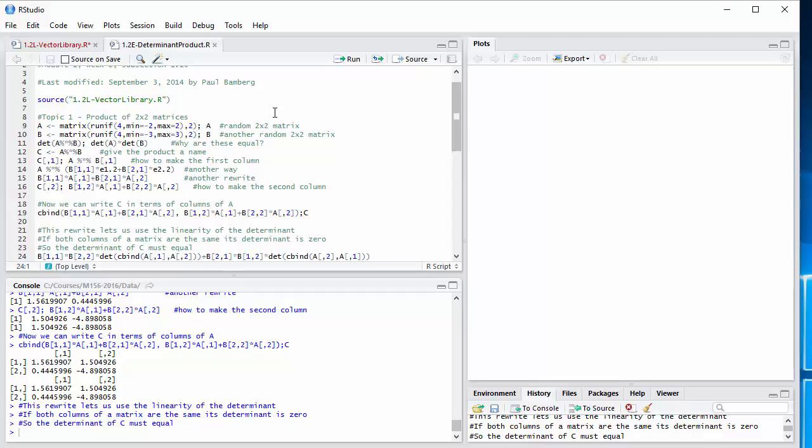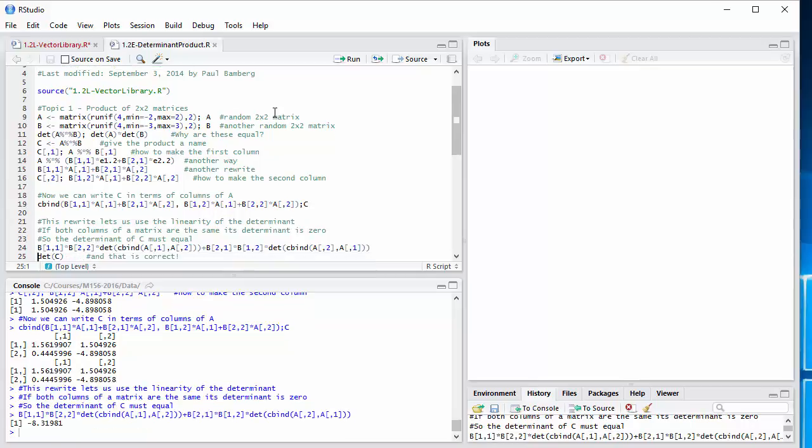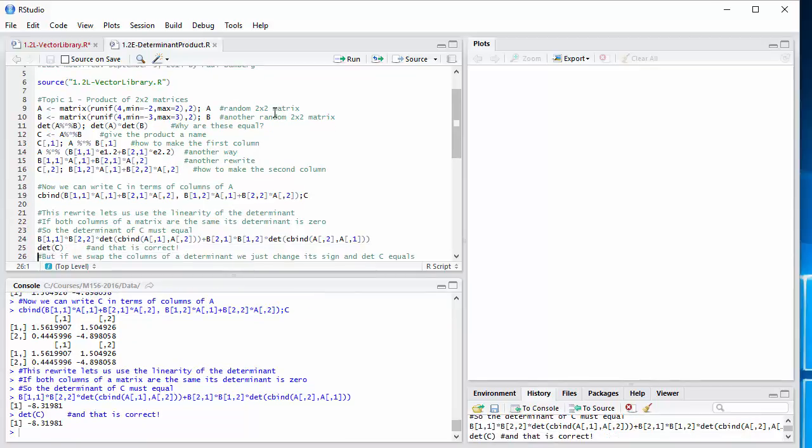But, in fact, 2 of these 4 terms are going to be 0, because if I take the matrix whose columns are both equal to the first column of A or both equal to the second column of A, they will both be 0. So there is yet another rewrite of the determinant of C, and if I have the built-in determinant function calculate the determinant of C, I get exactly the same result. Only one problem here.